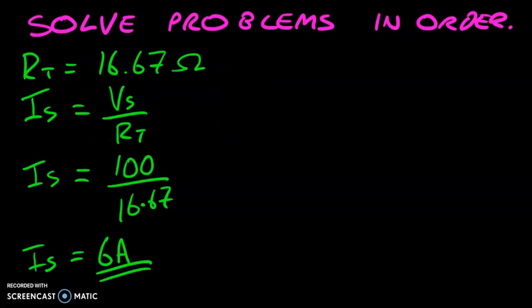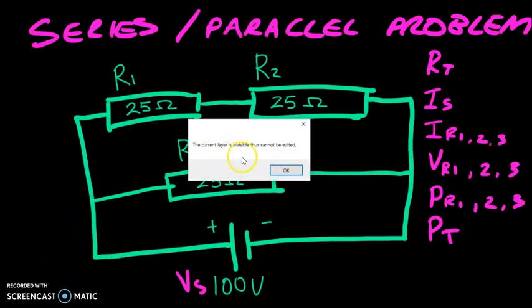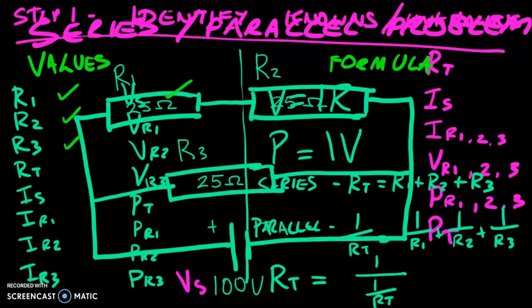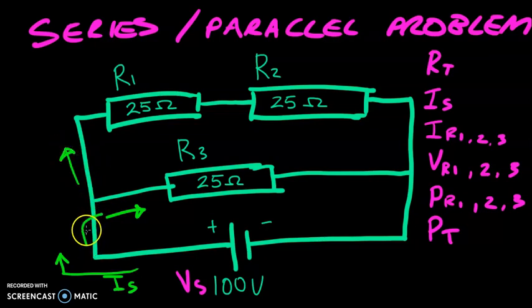Now, on a circuit like this, we have a split. So the current leaving the battery, IS, splits. Some of it goes this way and some of it goes that way. So there is actually a branch, isn't there? A forking of the ways. So we've got IR3 going this way, and we've got IR1,2 going this way.